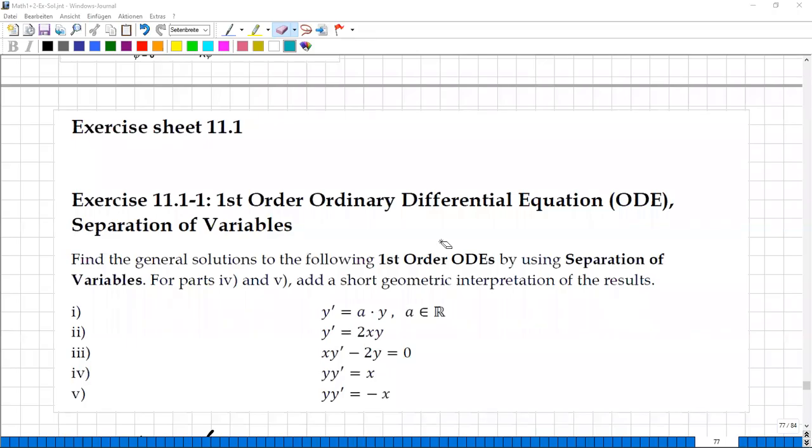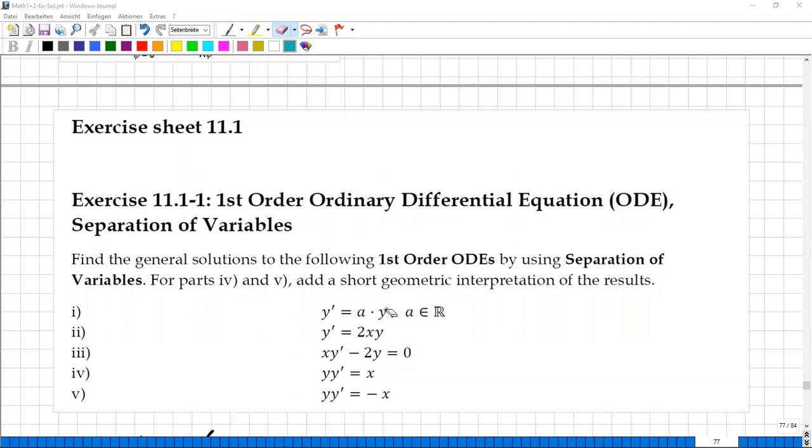So this is our final sheet in this semester, 11.1. It's all about ordinary differential equations, short ODE. This is the usual abbreviation. I'm talking about ordinary differential equations, which means that we have just a single independent variable x as usual, and we are looking for an unknown function.